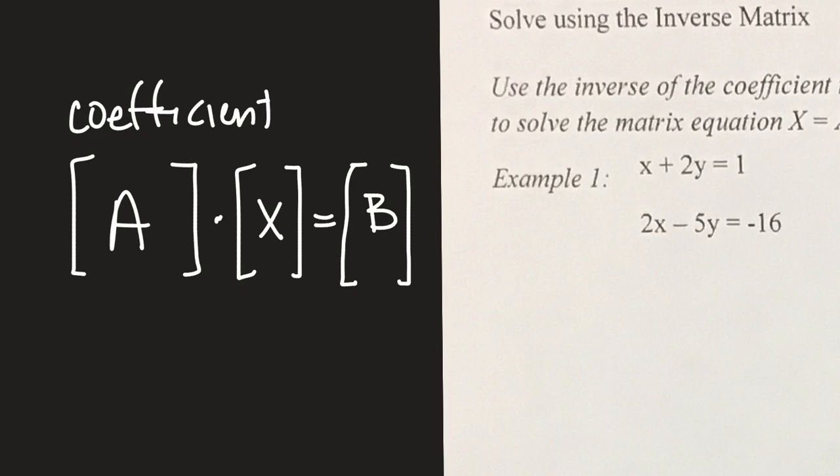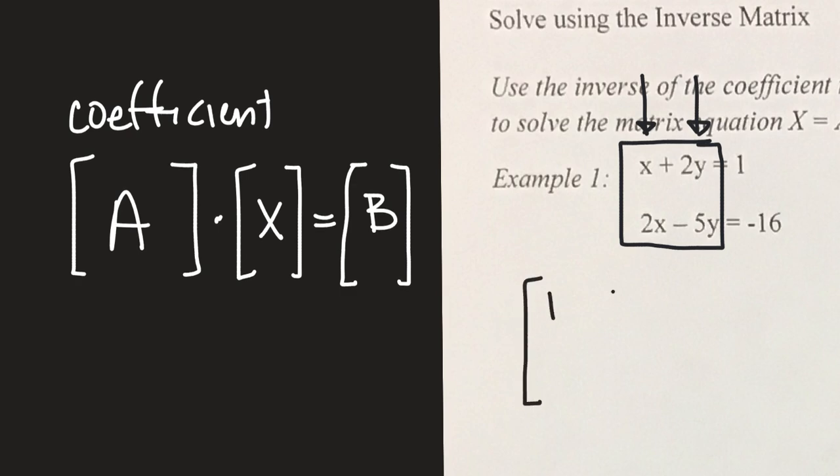Let's come over here. So these are your coefficients. Notice that your x's are lined up in a column and your y's are also lined up in a column. In case your equation is not in that format, you need to put your equation into that format first. Okay, so now we just take the coefficients. We have a coefficient of 1 for x and 2 for y, 2 for x and minus 5 for y. And that becomes your coefficient matrix, what we're calling A.